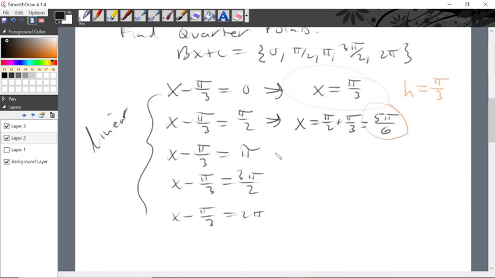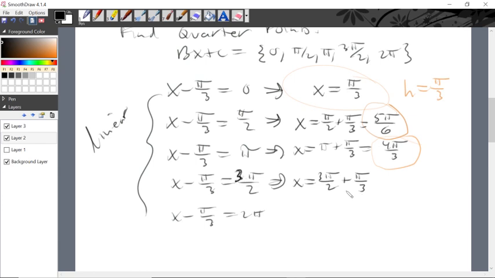All right. The third quarter point is found where x is equal to pi plus pi over 3. That means we are at 4 pi over 3. The x coordinate at the fourth quarter point is found where x is 3 pi over 2 plus pi over 3. Common denominator of 6: 9 pi over 6 plus 2 pi over 6. That gives us 11 pi over 6, just less than 2 pi. 2 pi would be 12 pi over 6. And for quarter point 5, x is equal to 2 pi plus pi over 3. That's 6 pi over 3 plus pi over 3, which is equal to 7 pi over 3.